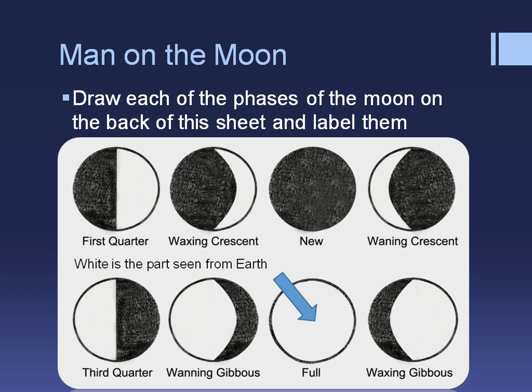Again, just to remind you, the white is the part that is seen from Earth in all these pictures. So it's very important, again, to remember which one is which. This matches up to how we drew it also in our investigations.